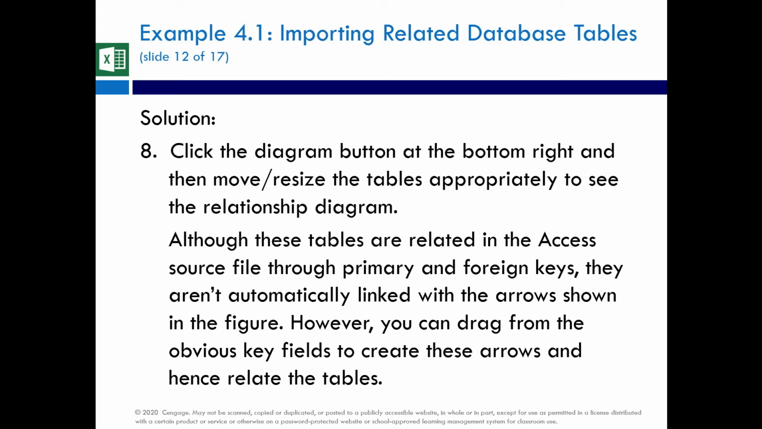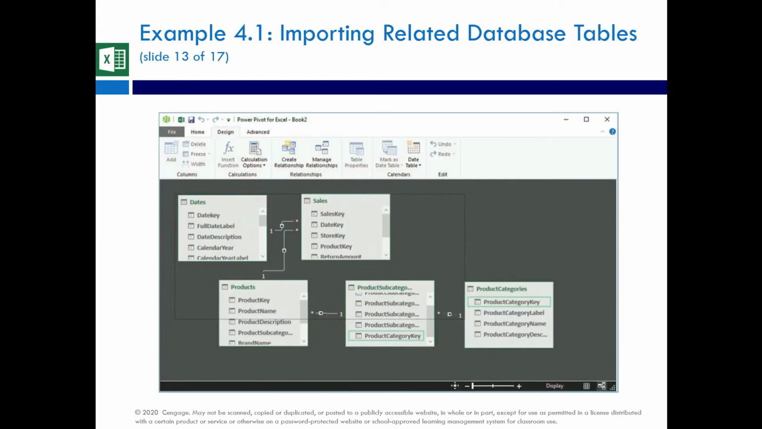Although these tables are related in the Access source file through primary and foreign keys, they aren't automatically linked with the arrows shown in the figure. However, you can drag from the obvious key fields to create these arrows and hence relate the tables. So this is the relational data, all the tables and how they're linked together. It creates this for us.